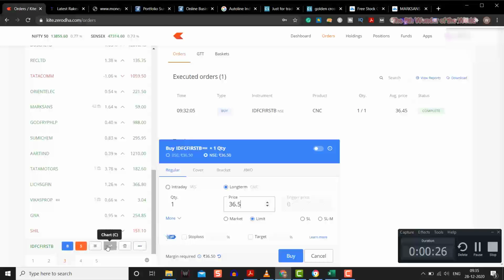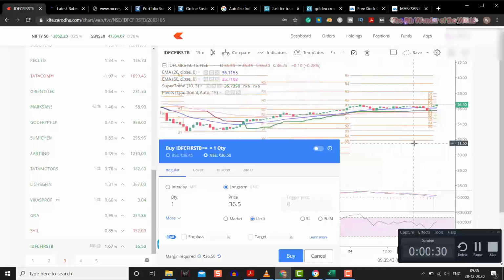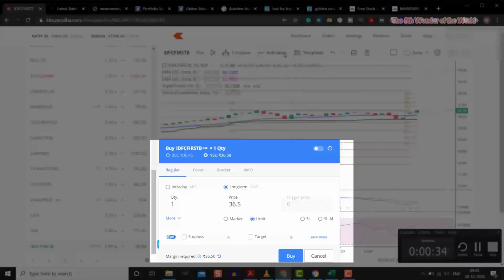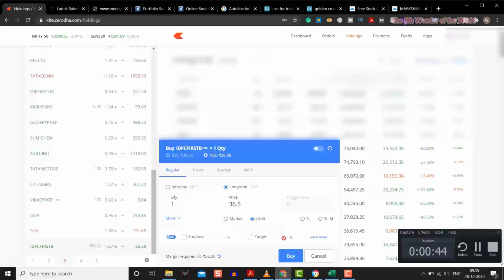I am entering the price at rupees 36.5, which is 0.5 points lesser than the current trading price of rupees 36.55. The option such as long term, that is the cash and carry, is already selected by default, so you need not bother about any other thing. So now we see the order getting placed, and you can track the same thing in the positions.